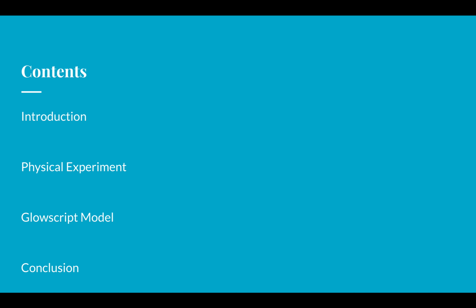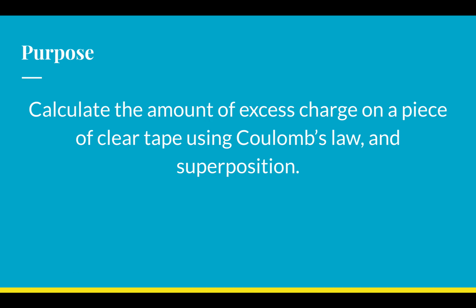Third, we're going to go over a quick, small GlowScript model where we idealized everything we used in the physical experiment into the computer world. That way we could get more accurate measurements of everything, at the cost of a lot more assumptions. And then finally, we're going to do a quick conclusion with some reflective questions.